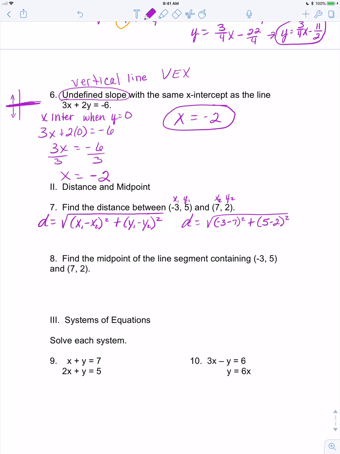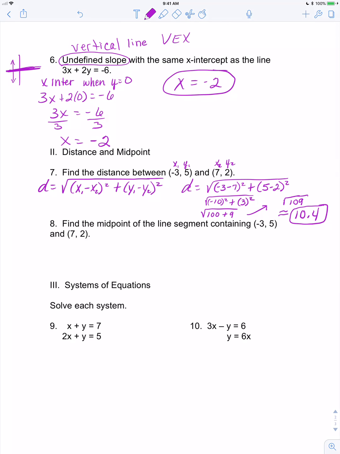All right, so -3 minus 7 is -10. And we're going to square that, plus 5 minus 2 is 3 squared. Well, the -10 squared is 100, and 3 squared is 9. So that gives me the square root of 109, which is approximately, let's say, 10.4. That would be your answer.